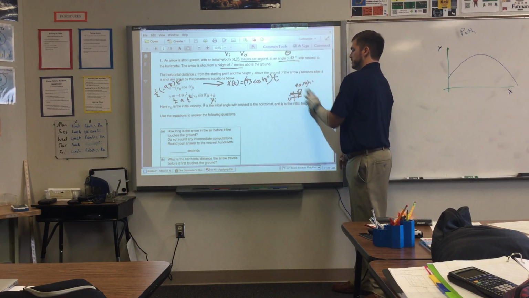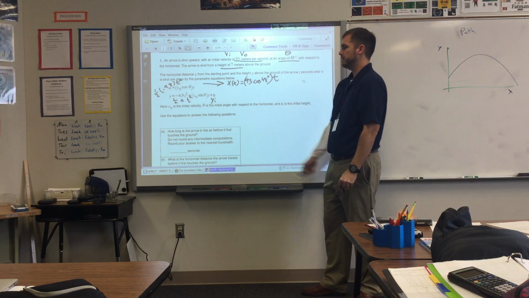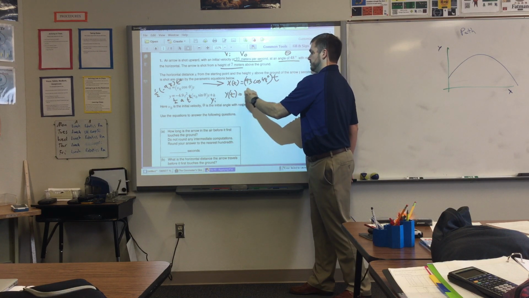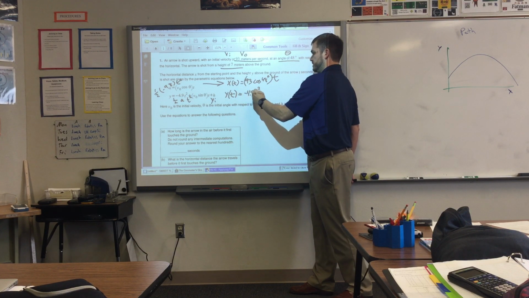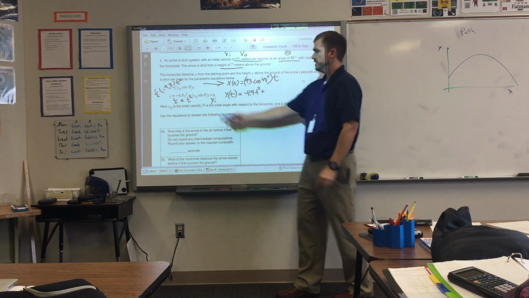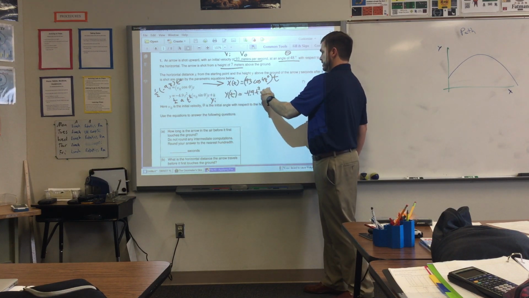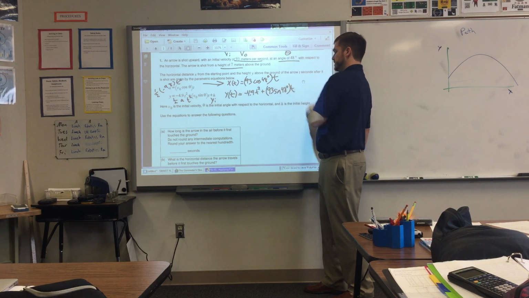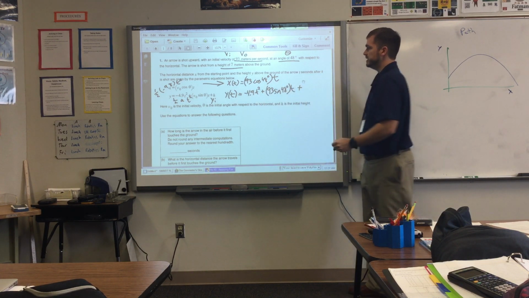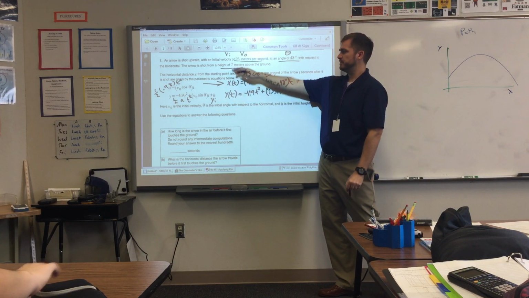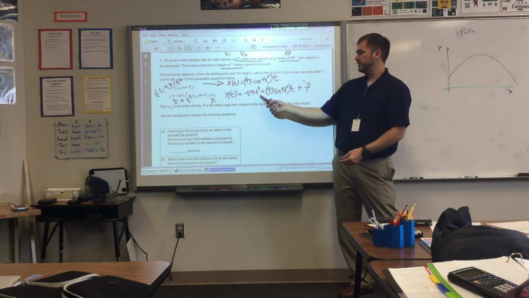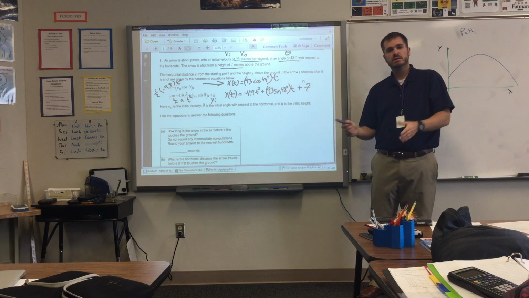Times t. Here's my v naught digression. Y as a function of t is negative 4.9 t squared plus, so I'm going to plug in v naught, so 93 sine 48 degrees, we'll put that all in parentheses, times t, plus, we underline it up here, h, the initial height, 7. So negative 4.9 t squared plus blah blah blah t plus 7.